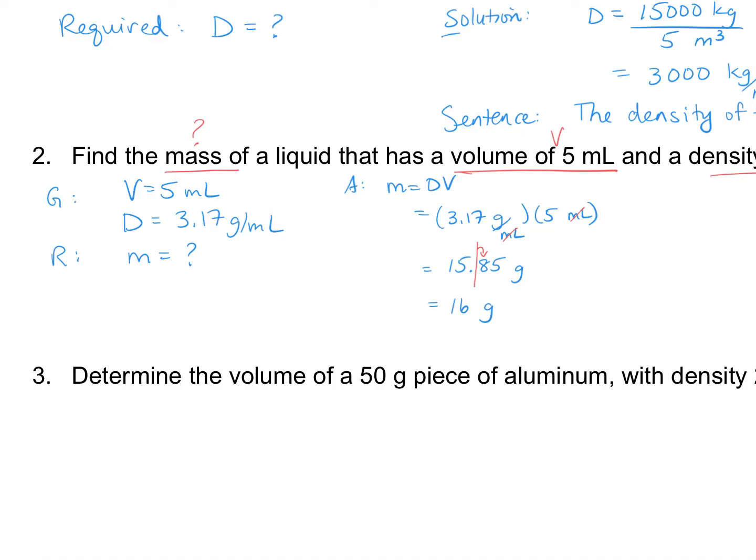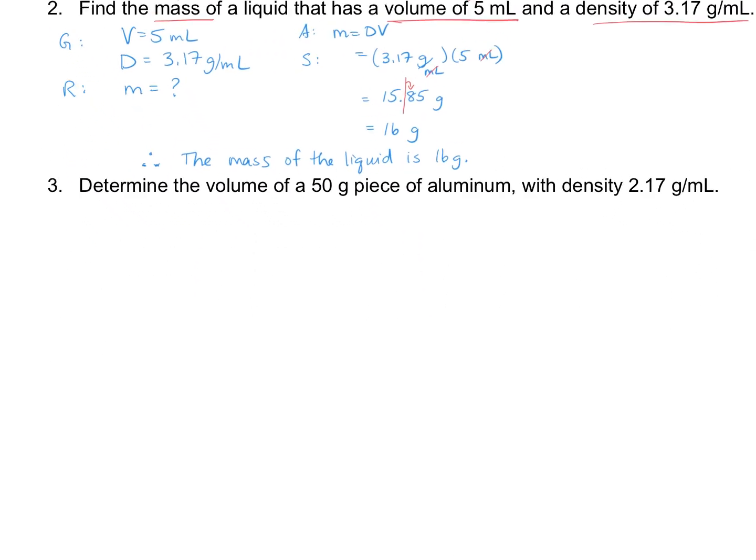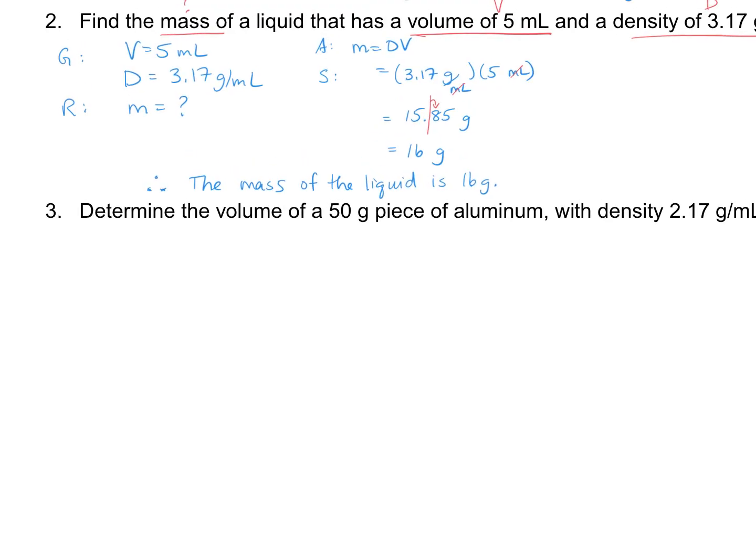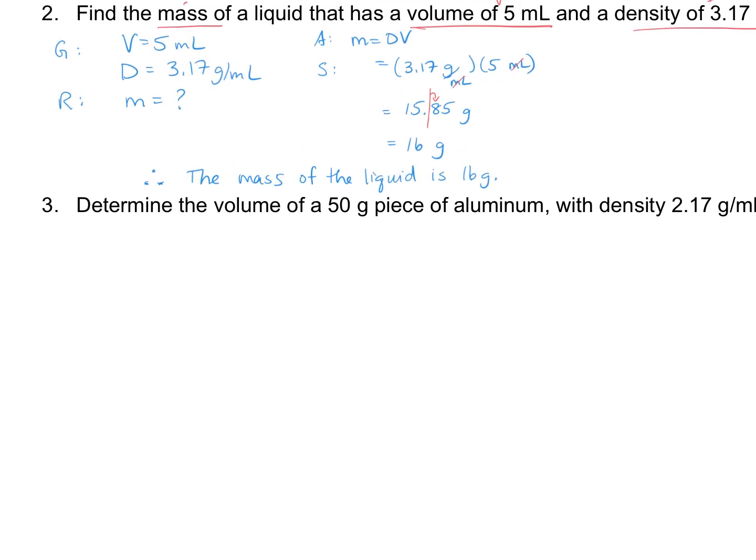So the mass of the liquid, right, now we can write our sentence. That was our solution that we've gone and done, and now we're on the statement. So these 3 dots mean therefore, so we say therefore the mass of the liquid is 16 grams. There we go. Okay.